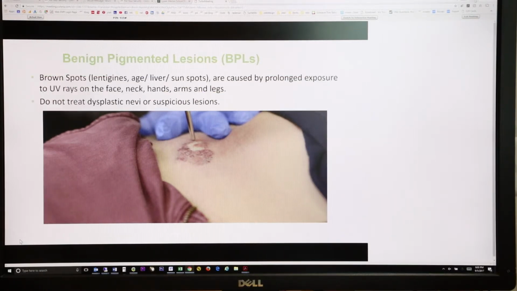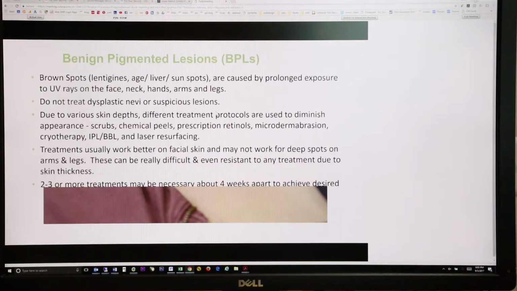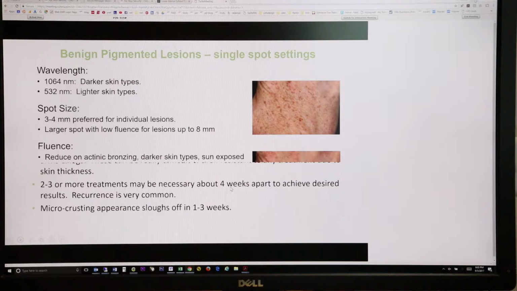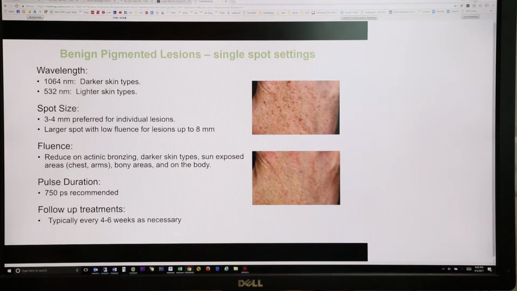Now you do have the option of treating brown spots with your 532. I know you probably do with your PicoSure as well. But again, we want you to consider the skin type. So skin type 1 through 3 with these types of sun damage or benign pigmented lesions. You have settings in your book for them. 3 to 4 millimeters is preferred.